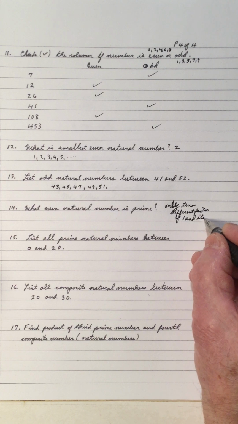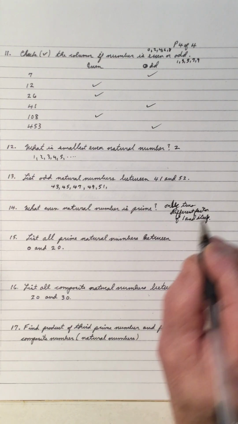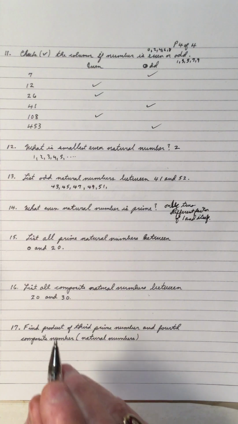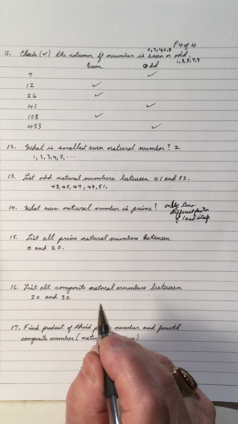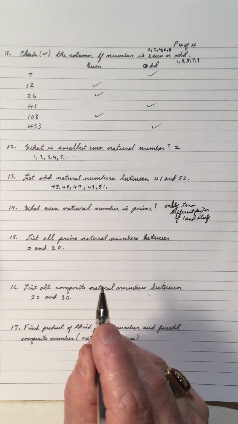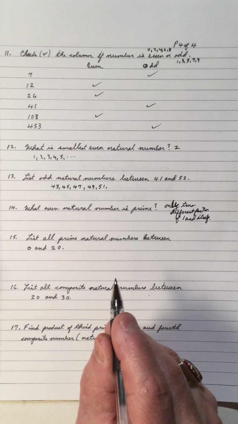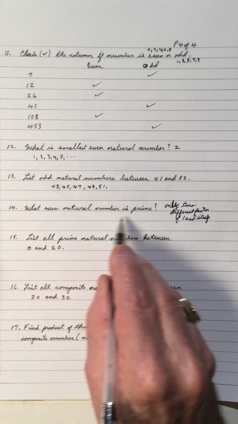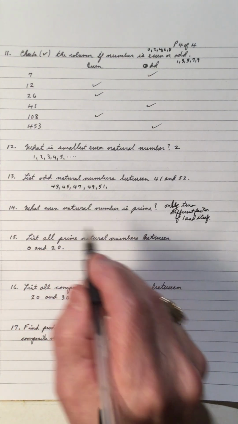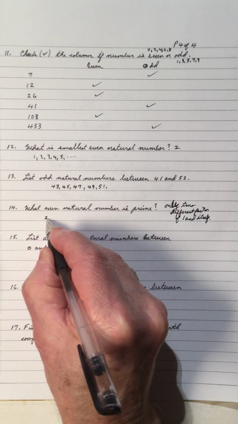So a prime number has only two factors, 1 and itself. Only two different factors. You can't have 1 and 1. 1 times 1, but that's got to be different factors. So the even natural number that is prime is 2.